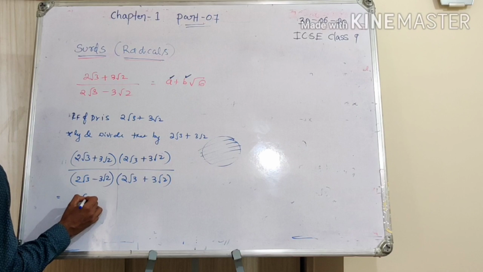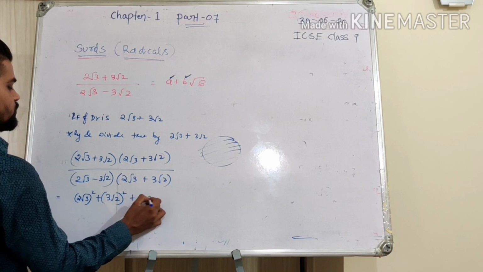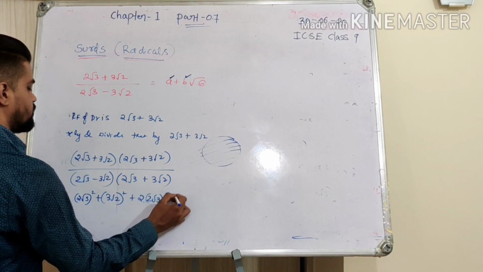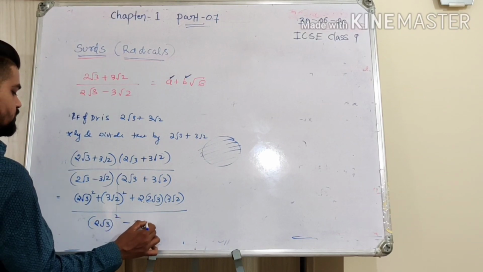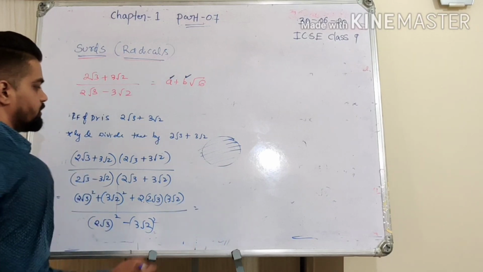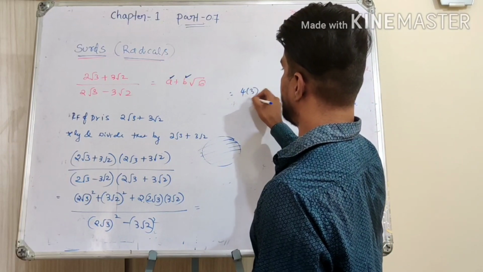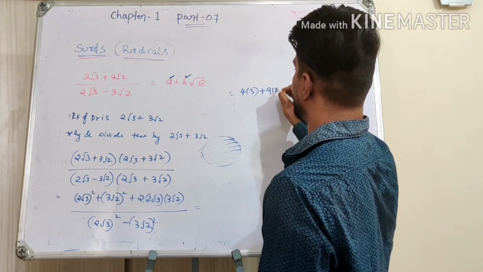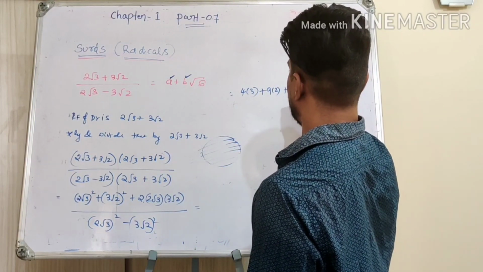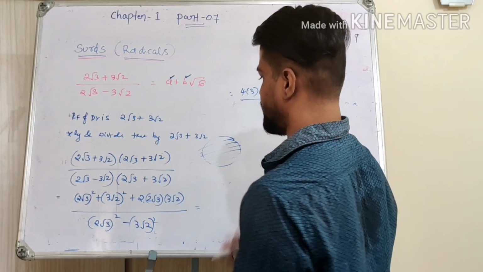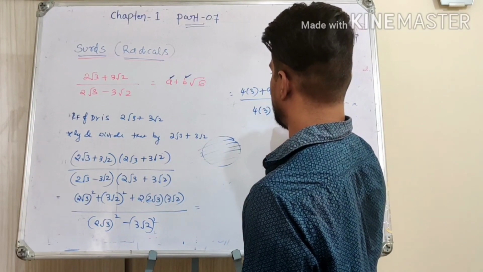So that is 2 root 3 whole square, a square, plus 3 root 2 whole square, plus 2 into 2 root 3 into 3 root 2, divided by 2 root 3 whole square minus 3 root 2 whole square. So what we end up with, I'm going to write here, the continuation. So 4 into 3, squaring this, 9 into 2 is 18, plus 2 into 6 is 12 root 6, divided by 4 into 3 minus 9 into 2.